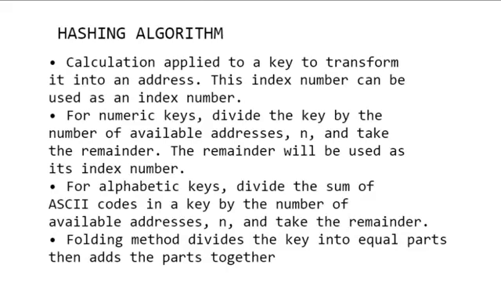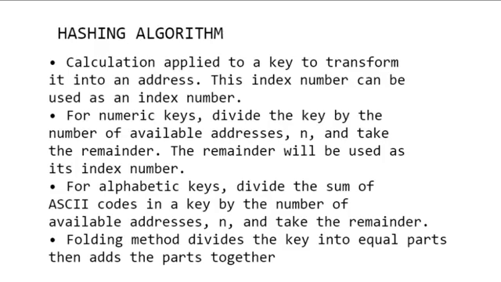Next is the hashing algorithm. It is a calculation applied to a key to transform it into an address, so this can be used as an index number. In case of dealing with strings and characters as keys, we can use the ASCII code to transform them into an address.